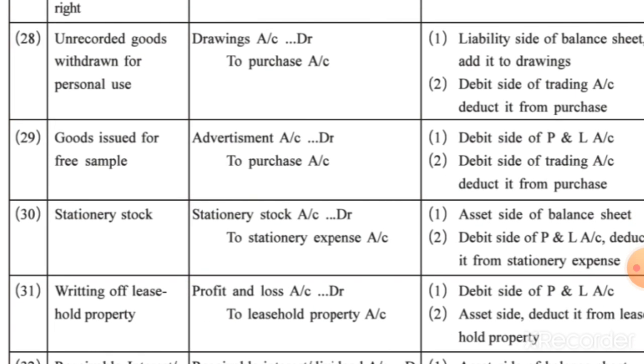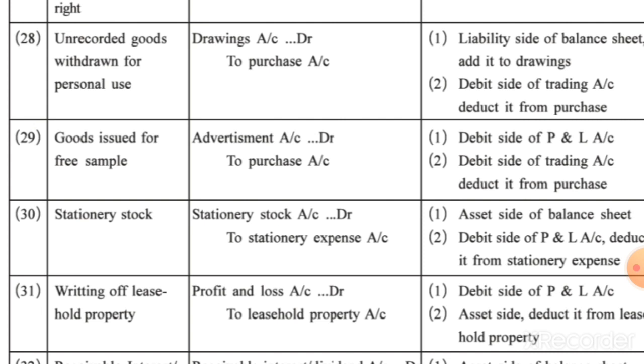And afterwards 31st, writing off leasehold property. Just as you are writing off the intangible assets, in the same way any of the leasehold property, then it is one kind of expense. That much amount you are writing off, that would be considered as an expense for the current year, and same amount you will subtract from the concerned leasehold property.